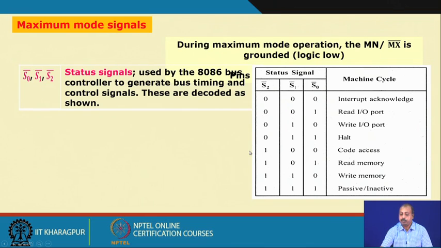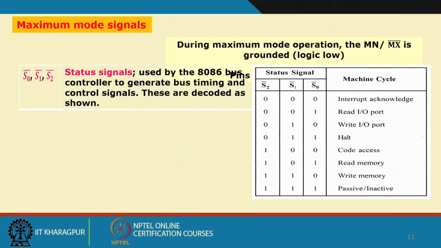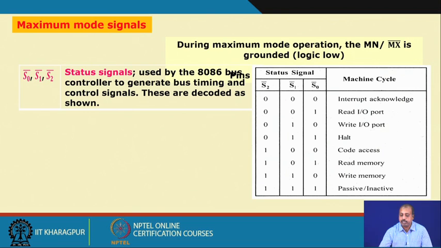Then this part is interesting: 100, 101 and 110. These are three different status modes where it tries to differentiate between code access and data access. If it is 100, it is doing an opcode fetch, 101 is reading from memory, and 110 is writing onto the memory, and 111 means the processor is not doing anything. So it is in the passive or inactive mode.